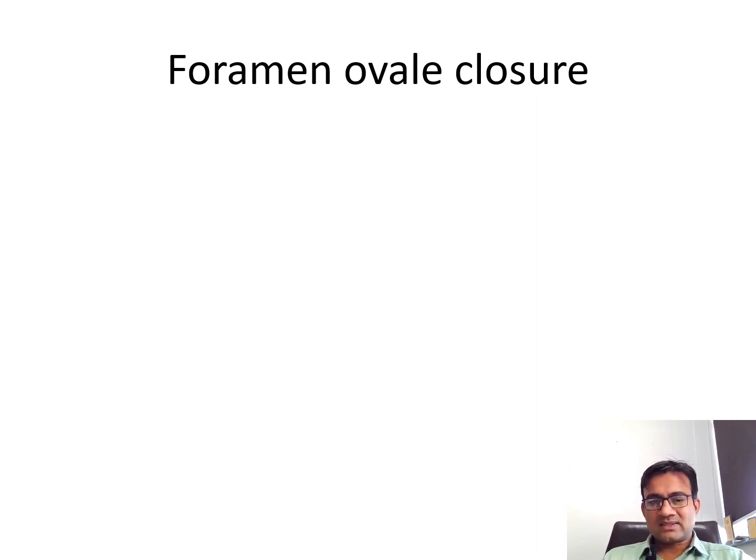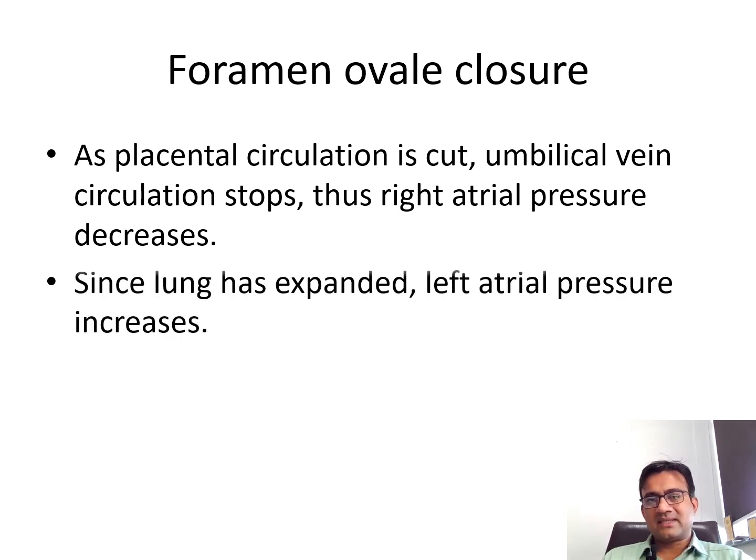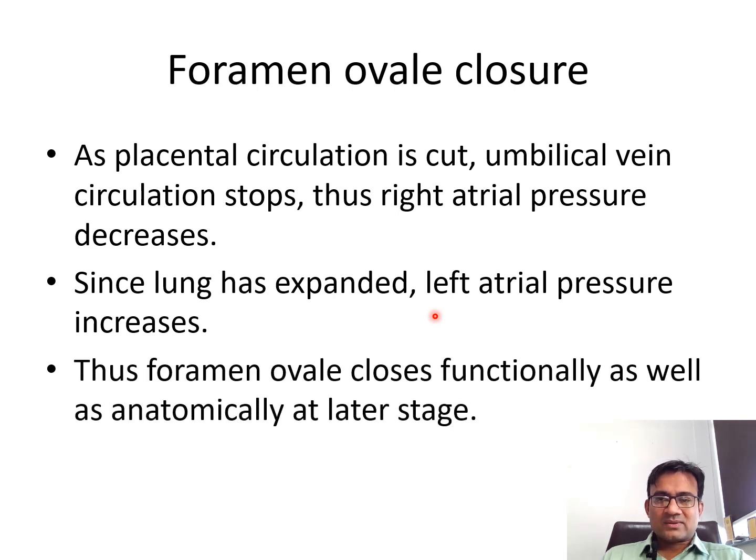So we will just revise what is happening to the foramen ovale. Placental circulation is cut, umbilical vein circulation stops, so right atrial pressure decreases. The lungs have become expanded, resistance has decreased, pulmonary vessel resistance has decreased. So ultimately the left atrium will be getting high pressure, so left atrial pressure will increase. As a result, the flow direction will change, and the foramen ovale will close functionally initially as well as anatomically at a later stage. So this we have studied about foramen ovale closure.